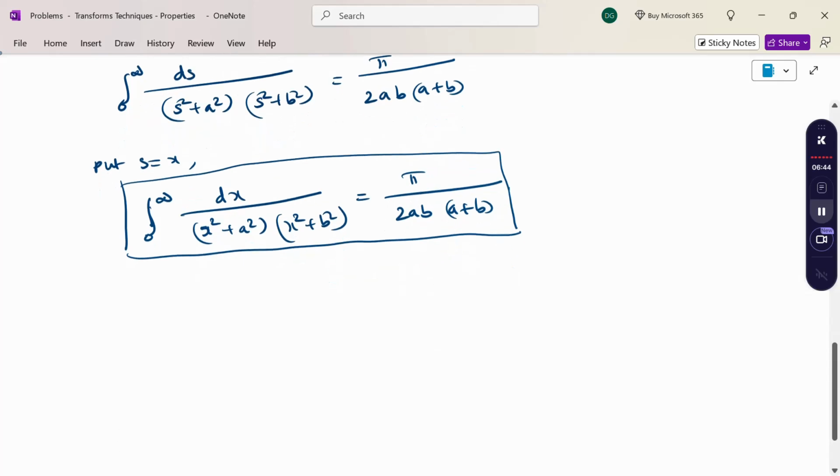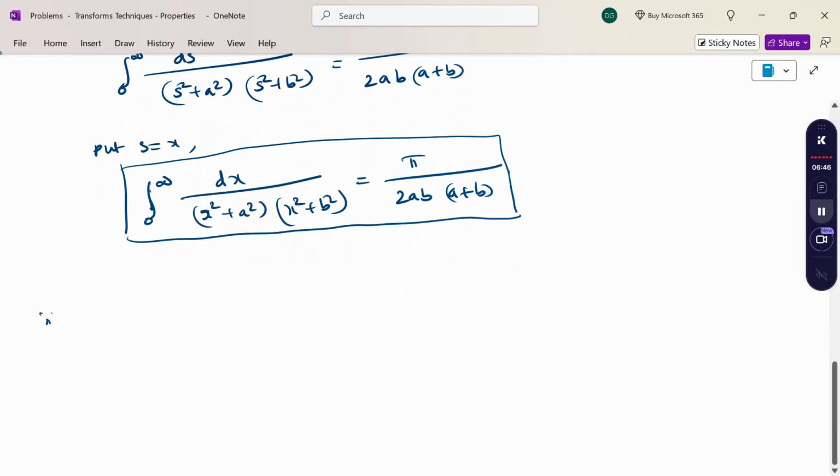And the next problem, so what is the next problem? The transform technique, or properties for the Fourier sine transform.